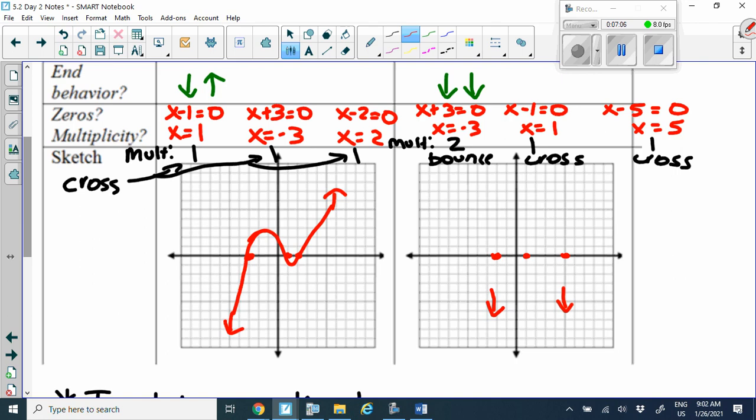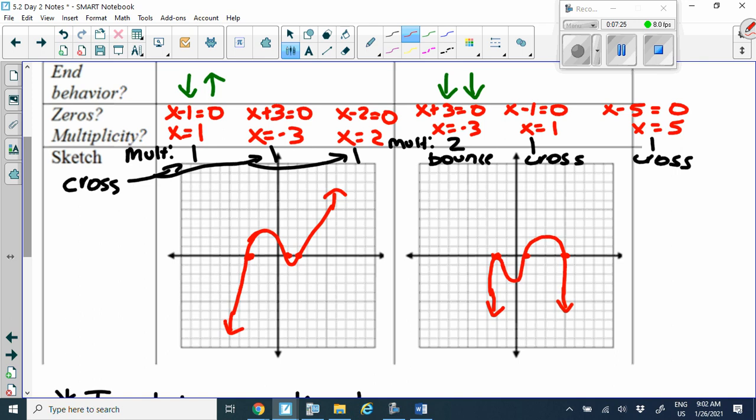So at negative 3, I'm going to bounce. So when I bounce, that means I'm going to hit the x-intercept, or x value, or that point, and then come right back down. Now through the 1 and 5, we're just going to go through. So I go through x equals 1 and through x equals 5 and come right back down.